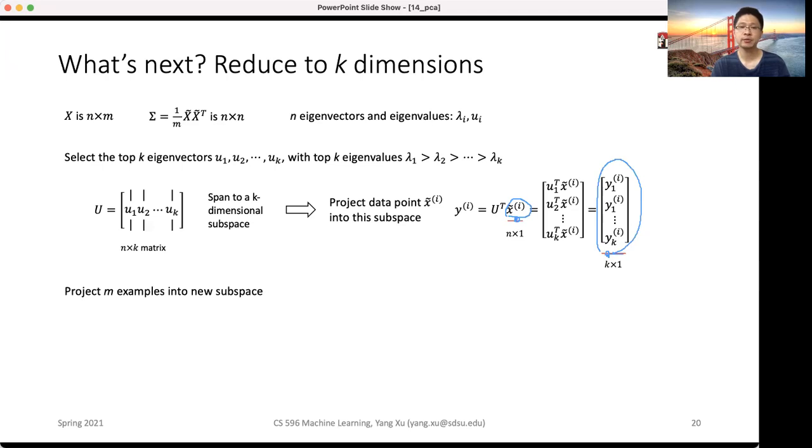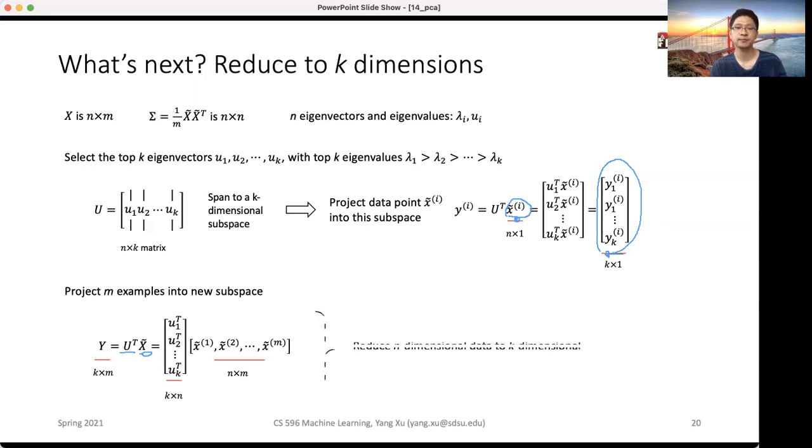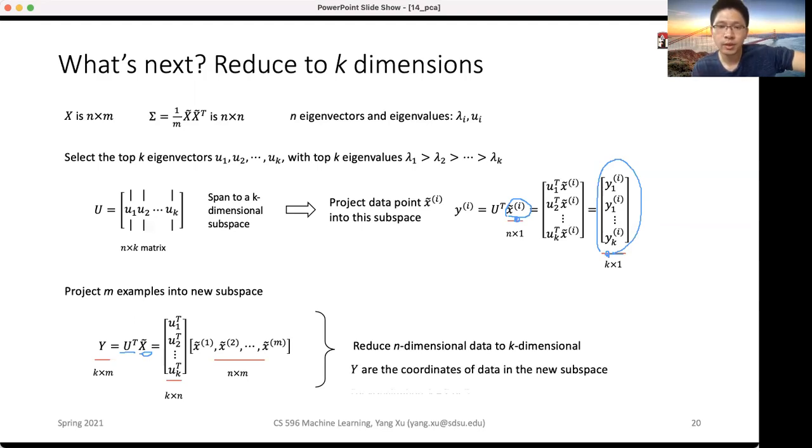And we can project m examples into the new subspace at the same time. We can directly use the original data times U transpose, which will give us new projected data points in k-dimensional space. Okay. So in this way, we can successfully reduce the n-dimensional data into k-dimensional space. All right. So for visualization purposes, this k can be very small, right? We can only visualize 2-dimensional or 3-dimensional data. Okay.